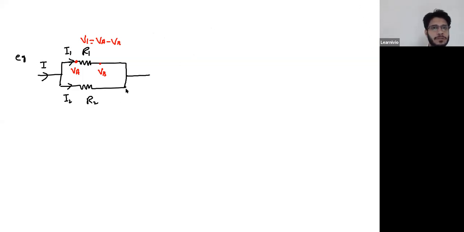In R2 also it will divide, right? What will divide? Voltage will divide?